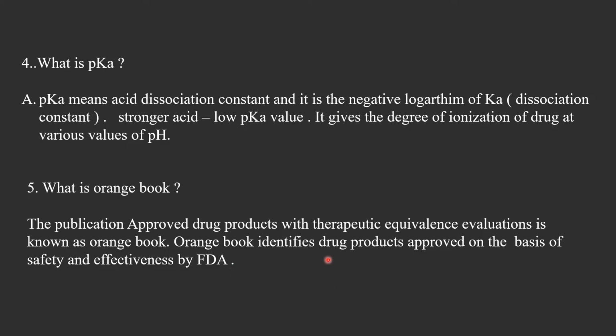So Orange Book identifies the drug products which are approved on the basis of safety and effectiveness by the FDA. Friends, in Orange Book, codes are used, A codes and B codes. A codes are used for approved drug products with therapeutic equivalence evaluations, whereas B codes are for drug products for which the FDA still has to determine the therapeutic equivalence evaluations. So that we'll later discuss in the next coming videos. So here for your understanding, I am saying those things.